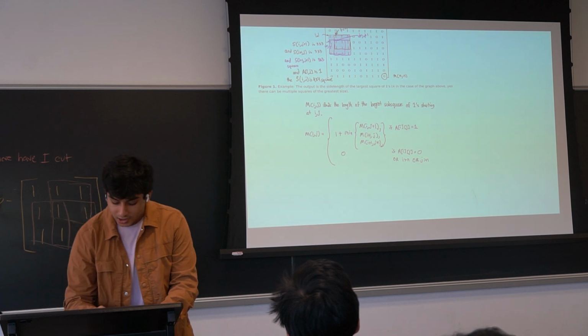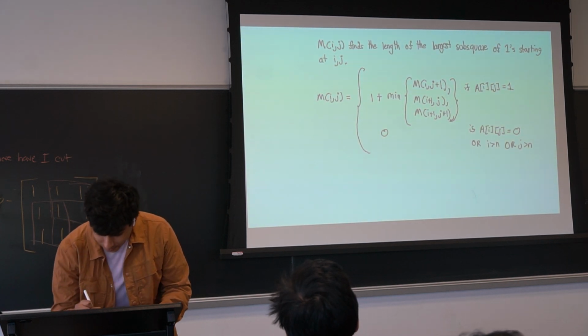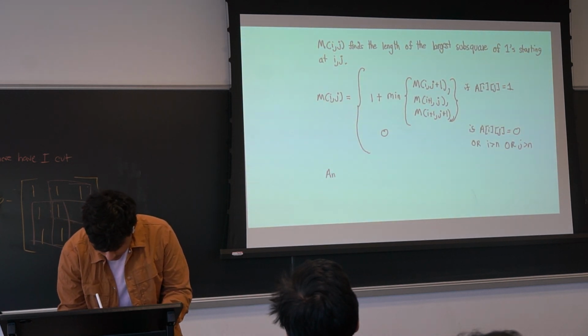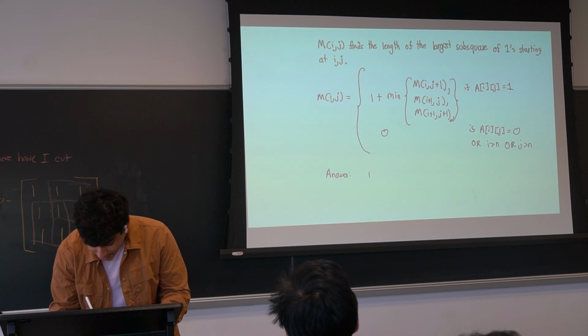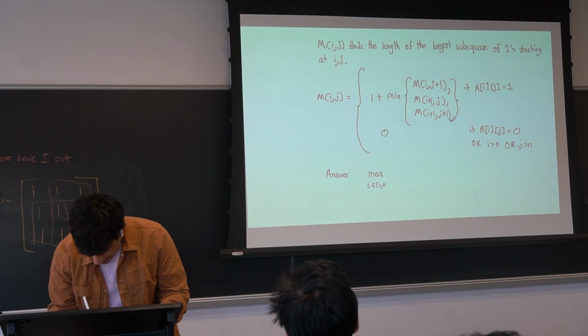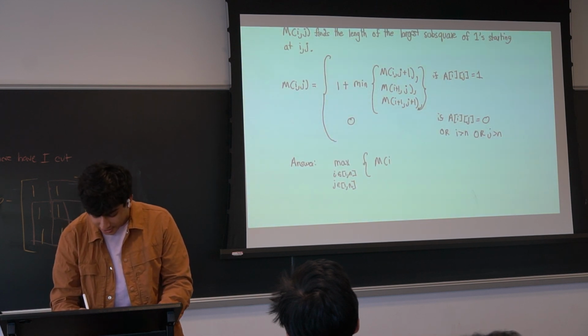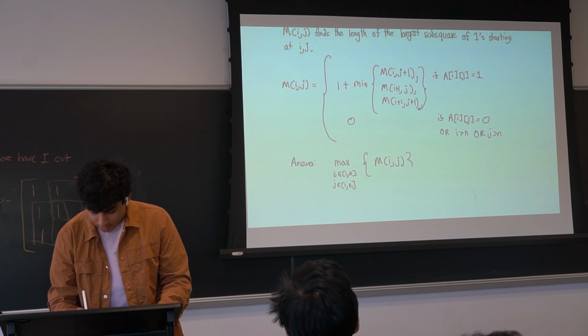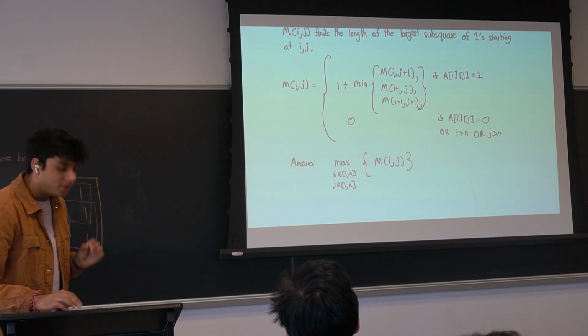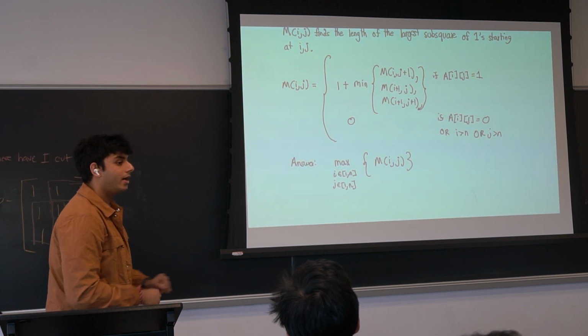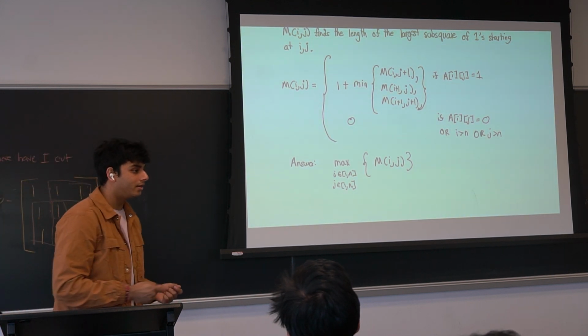So to return my actual answer, I have to take the maximum over all i ranging from 1 to n, and all j ranging from 1 to n. I want to take the maximum of M(i,j), because literally any of these points could be the starting point of my square, and I won't know unless I try it.